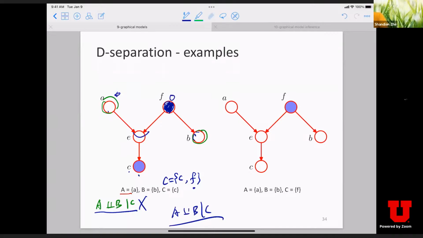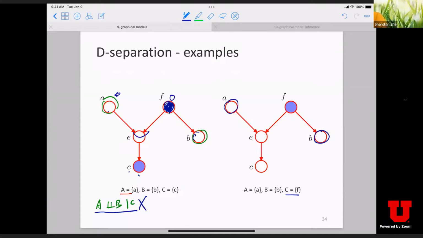And now let us look at the third example where your A is still the small a, your B is still small b, and then your C is the single node F. So now I want to ask if big A and big B are conditionally independent given C. Any thought? Yes or no? Yes, right?